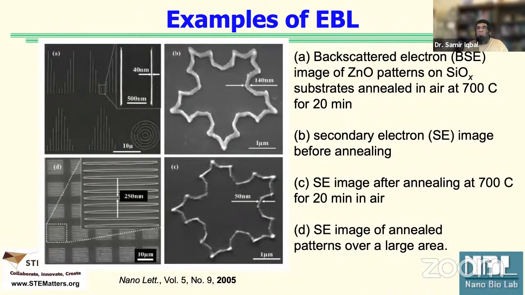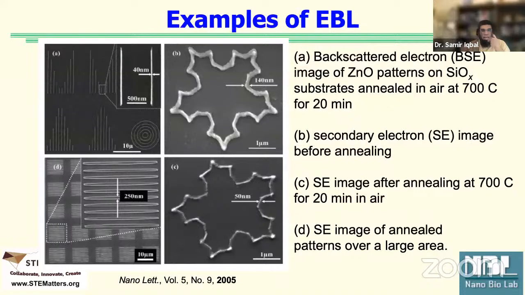More examples of E-beam writing. You can see the scale bars, how small they are. The first one, A, is a backscattered electron image. In this case, they have turned on the backscattered electron detector to see zinc oxide patterns on a silicon dioxide substrate. They annealed it in air; annealing is a temperature cycling. B is showing a secondary electron image. In this case, the backscattered detector is off, the secondary electron detector is on. Before annealing, this is the thickness, 140 nanometers.